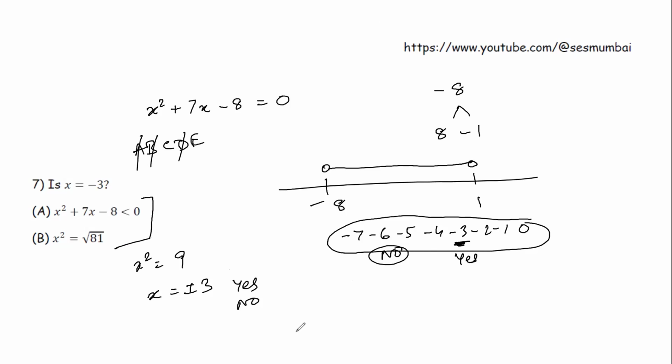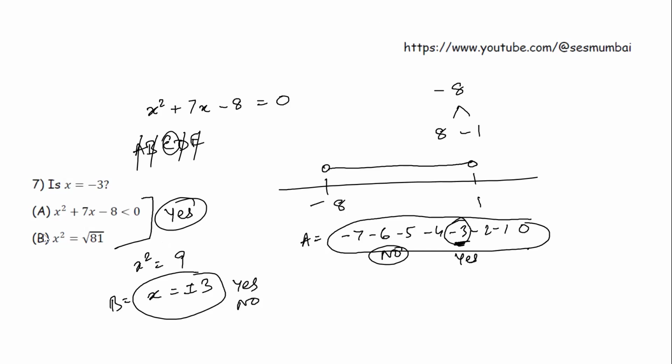Now when we take both statements together, the only common value that we have is negative 3. 3 is not out here, right? The only common value between A and B, this is for values of A and this is values of B. So is x equal to negative 3? Yes. When we take both statements together, we get a definite yes. That's the only common value that we get. And hence the answer is C for the seventh one.